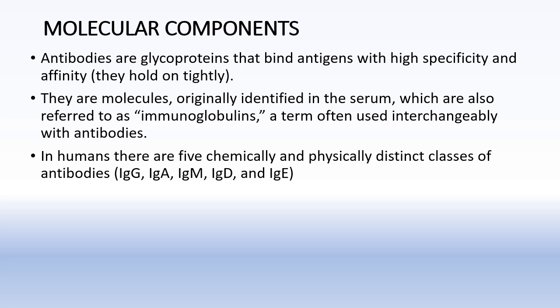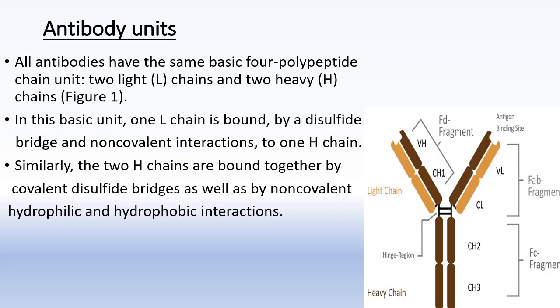Molecular components. Antibodies are glycoproteins that bind antigens with high specificity and affinity. They hold on tightly. They are molecules originally identified in the serum, which are also referred to as immunoglobulins, a term often used interchangeably with antibodies. In humans, there are 5 chemically and physically distinct classes of antibodies: IgG, IgA, IgM, IgD, and IgE.